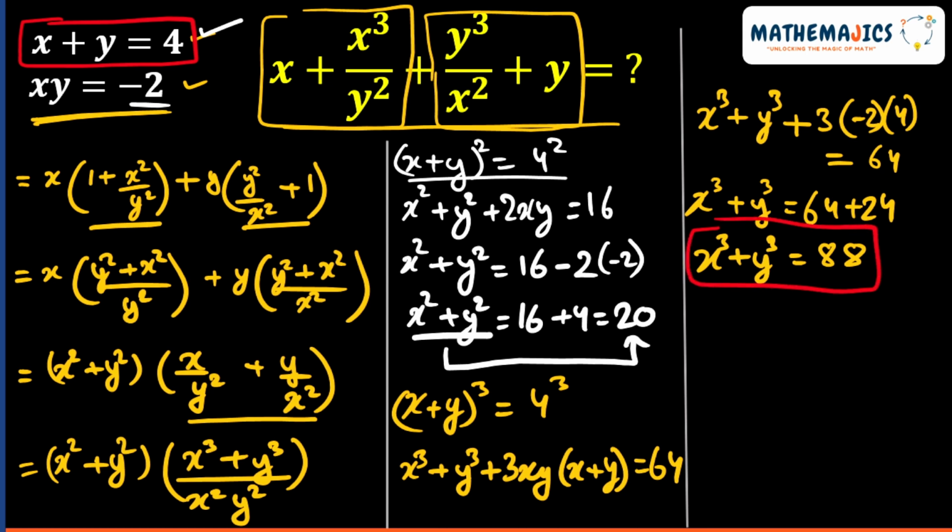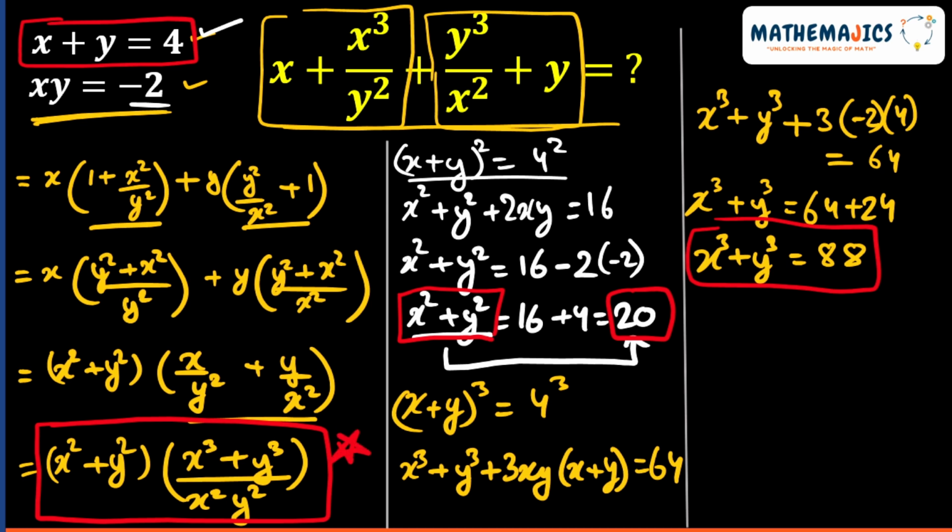Okay. Now we have found two important things. One is x cube plus y cube is 88 and the other one is x square plus y square is 20. Now we will be using these two things in this. We will be coming back to this step and we will be replacing x square plus y square with 20 and x cube plus y cube with 88. So what we will get? We will get x square plus y square is 20 times x cube plus y cube is 88 upon x square y square. Okay, what is xy? Xy is negative 2. Negative 2 square.